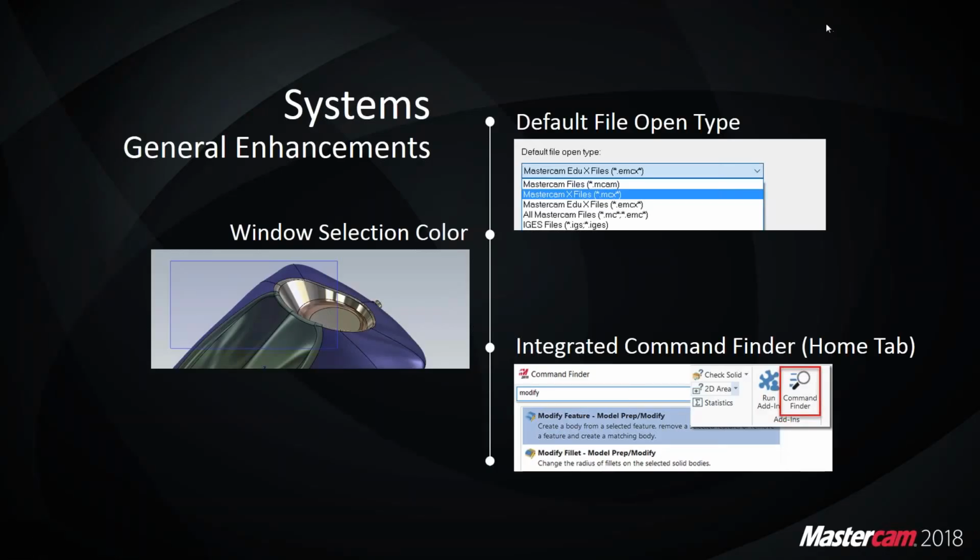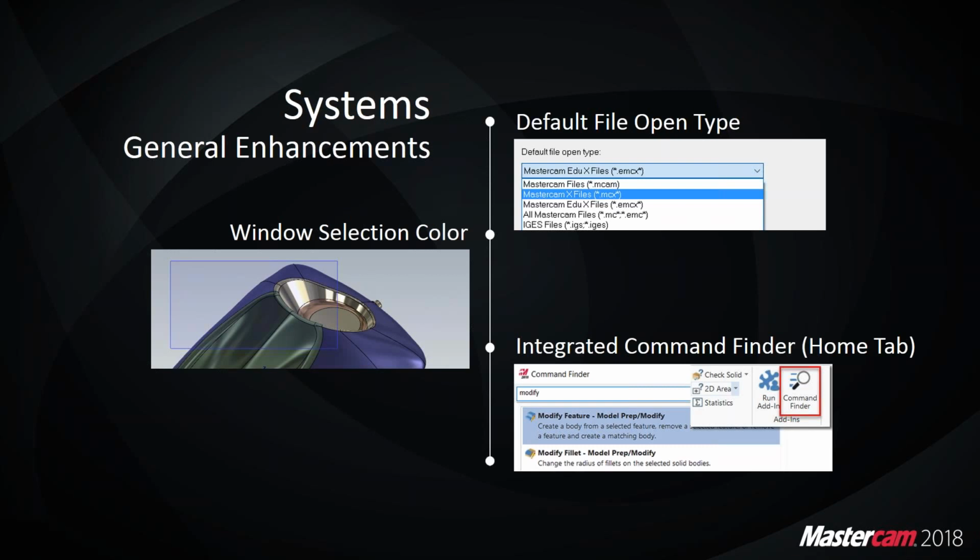So just some general system enhancements here. We finally added the option for a default file open type. If you work with Step or SolidWorks a lot, you can default that, or you can default it to just general Mastercam files. You should be able to see on there, anything that starts with .mc, you can open up. When you window select now in Mastercam, it's a fairly minor thing, but it's proven useful for me as I've been using 2018, there's a shading to the window selection, so you can be a little more precise as you select geometry in the graphics window.